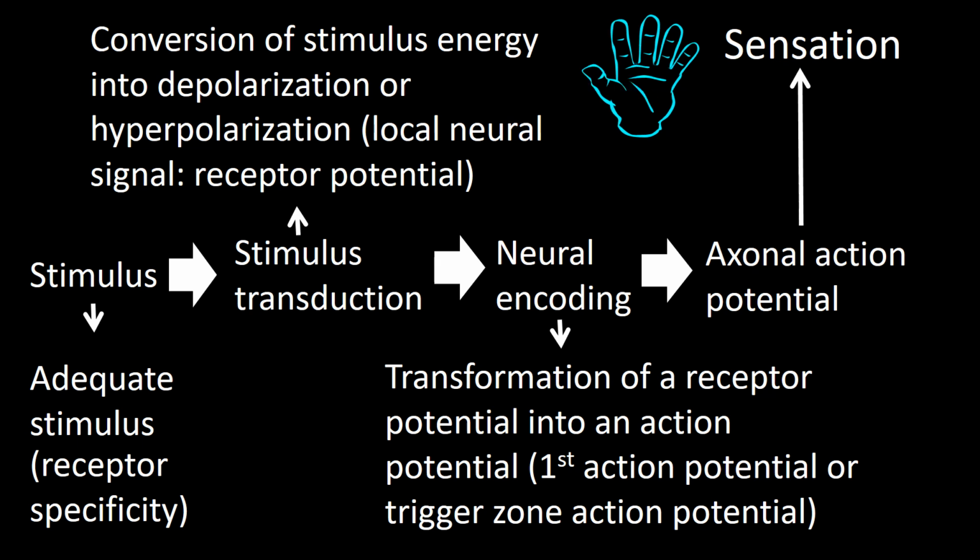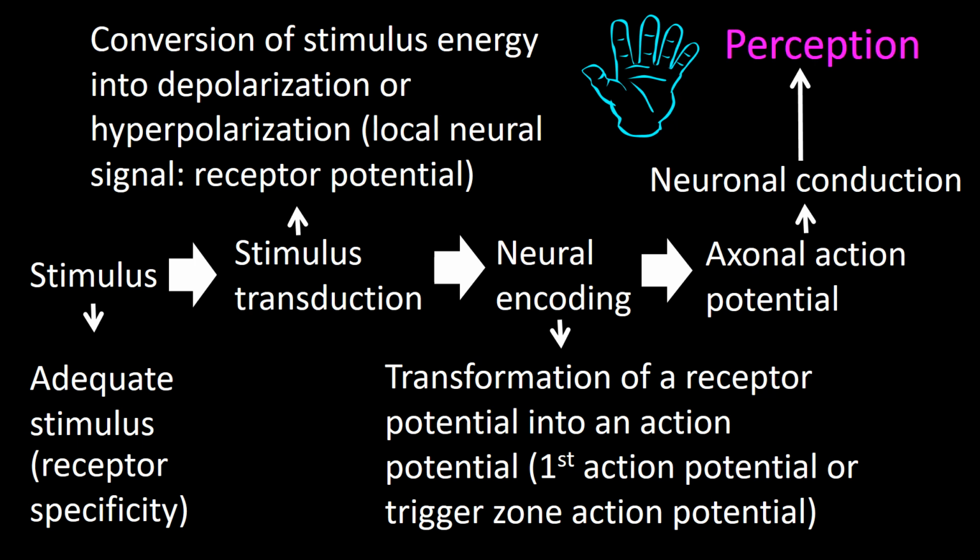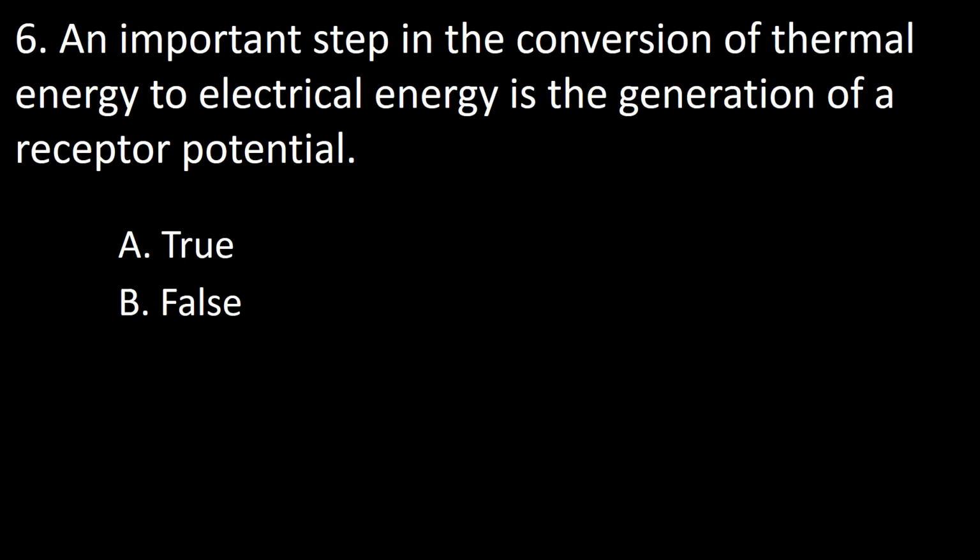And the fifth requirement is the generation of repetitive action potentials at subsequently more central or rostral locations, which ultimately leads to sensation once it reaches the appropriate brain area. The term perception is often used to indicate cognition of a sensation. So the answer to this question is A.